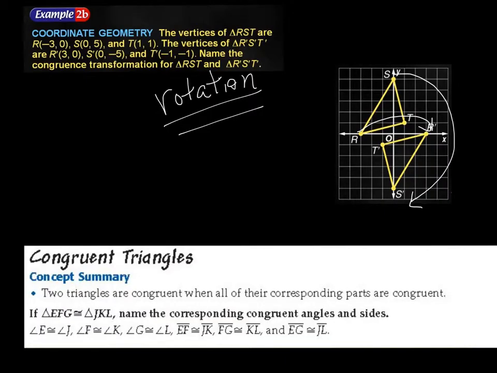Okay, summing it all up, two triangles are congruent when all of their corresponding parts are congruent. So if we look at a statement like triangle EFG is congruent to triangle JKL, the corresponding congruent sides are in the same order, and so are the corresponding angles. So E to J, F to K, G to L, and the segments EF to JK, FG to KL, and EG to JL.